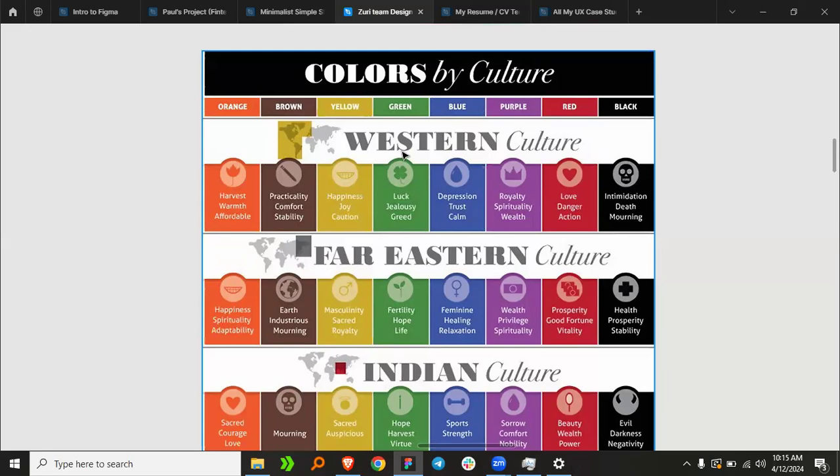So for Western culture, they said yellow is associated with happiness. When you see yellow, you think of happy things, then joy. And also yellow can be used for caution. If you look at road signs, you tend to see yellow there.